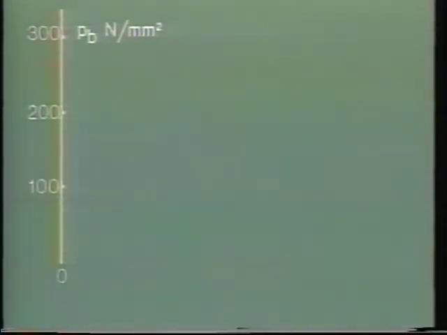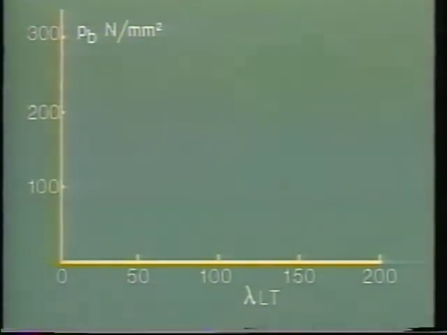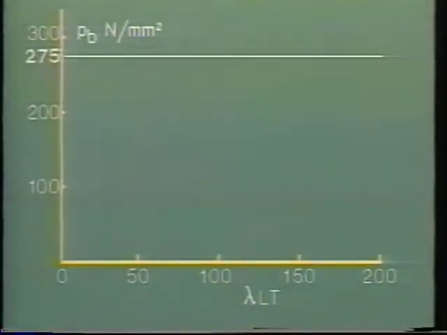Consider the following plot. The vertical axis is material bending strength, PB, in newtons per millimetre squared. The horizontal axis is lambda LT, which may be thought of as a lateral torsional slenderness. Clearly, for steel which has a design yield strength of 275 newton per millimetre squared, this value represents a limit beyond which the material may not be used whatever the slenderness. Conversely, whatever the material yield strength, the beam can still fail by lateral torsional instability.